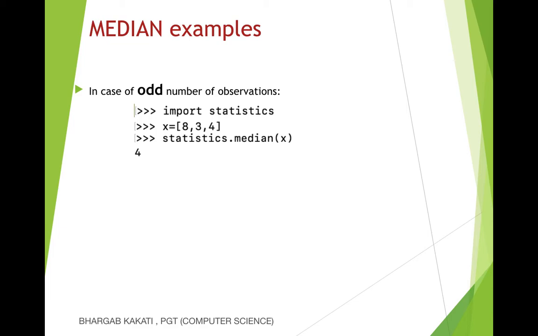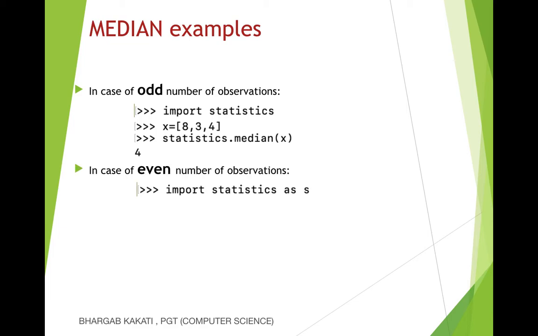Now in case of an even number of observations, let's say here I have given a new name to the word statistics. It's not mandatory to give a new name to the word statistics, but if you give a new name to the word statistics, then you have to use the as keyword. Therefore, I have written import statistics as s.